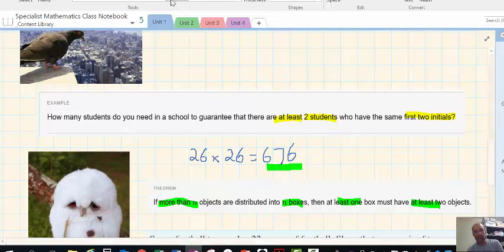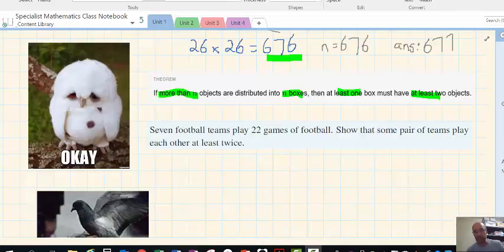Now we've got 676. That would be our value for n, because we've got 676 different items that could go in the boxes. The minimum number of students we would need would be higher than 676, so the minimum number would be 677 students. At least that many we would have to choose to guarantee two students would have the same first two initials.